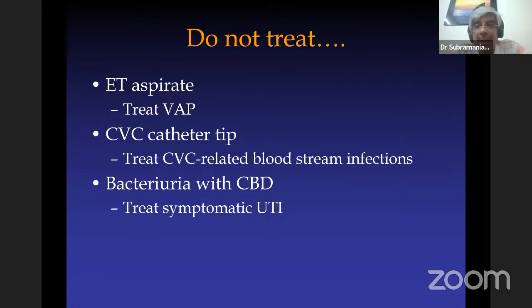If there is a VAP, make a clinical diagnosis of VAP and use this to decide what antibiotic to give. The microbiologist should never tell you that it is a VAP. It is your call. Microbiologists only tell you this is the bacteria. The bacteria doesn't decide whether it's an infection or not.